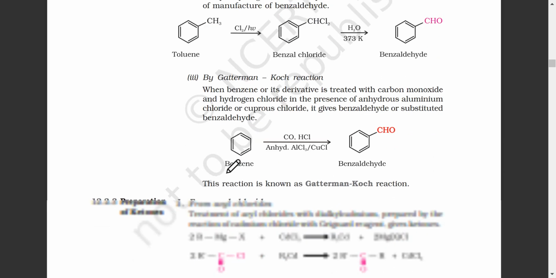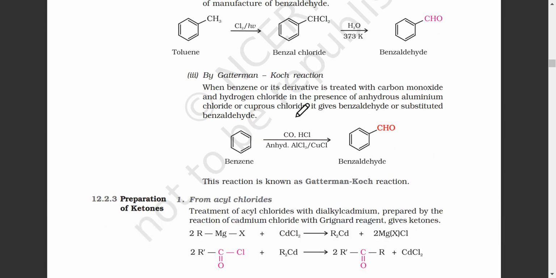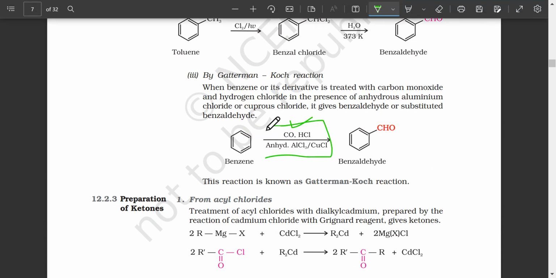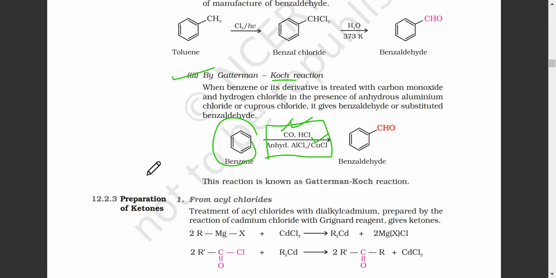Another very important reaction is the Gattermann-Koch reaction. So when benzene or its derivative is treated with carbon monoxide, fine, again you have to remember the reagent in case of the Gattermann-Koch reaction. Carbon monoxide लेना है. You can remember Koch, CO. Fine. And hydrogen chloride, HCl, in the presence of anhydrous aluminium chloride, anhydrous AlCl3 or cuprous chloride, it gives benzaldehyde or substituted benzaldehyde. तो benzene ले लिया basically Gattermann-Koch में. CO याद रखना है, कार्बन मोनोक्साइड, उसके साथ associated anhydrous AlCl3, HCl. ठीक है, उसको बाद में हमने इसके साथ treat करा लिया and you'll get benzaldehyde. Fine. And this is known as Gattermann-Koch.